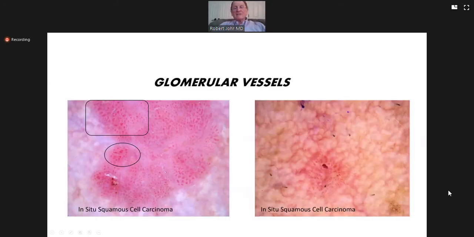So a variation of the dotted vessels are glomerular vessels. They're coiled and they're bigger, and I think they're just a variation of the same thing. You can see them filling the whole lesion, or you can see foci of glomerular vessels, and that's associated also with Bowen's disease.